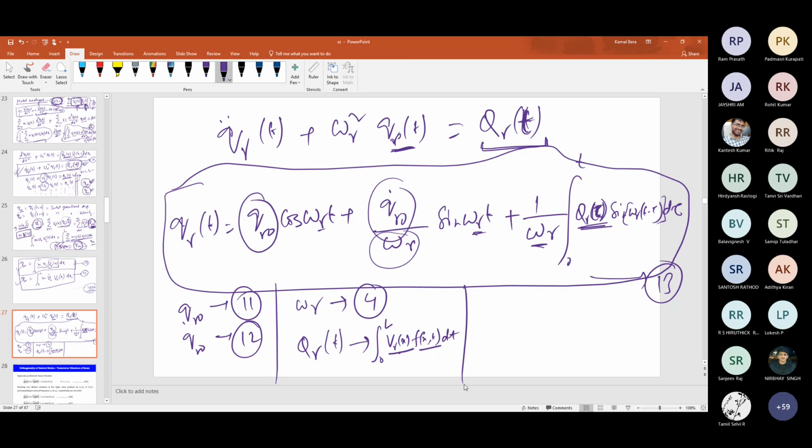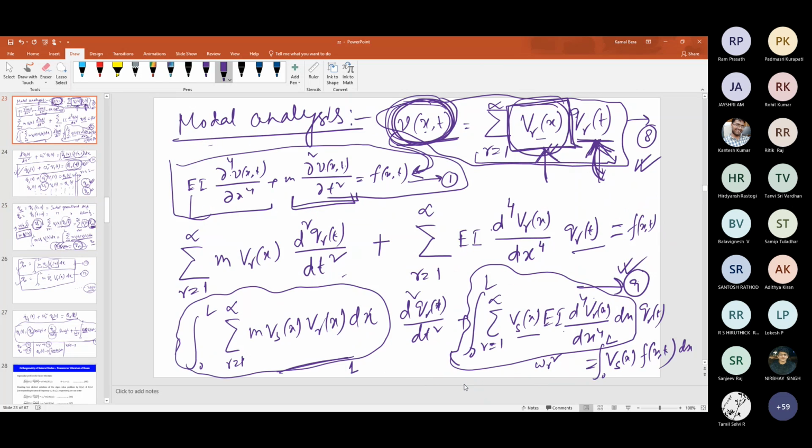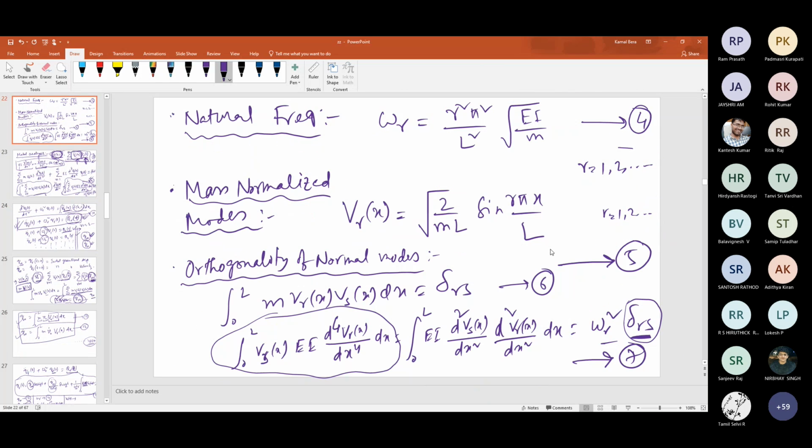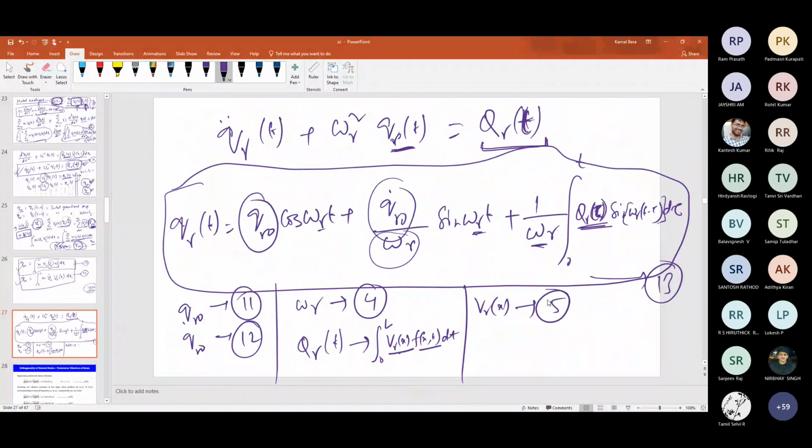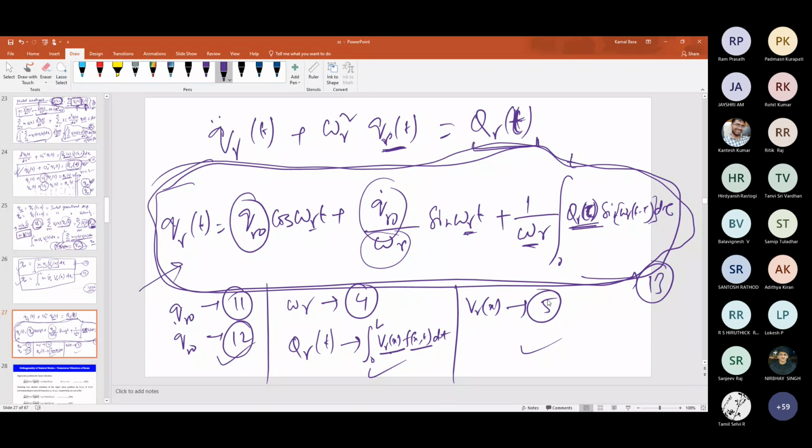Obviously V_r(x). And what is V_r(x)? From which equation? Equation number 5. Agree? Initial conditions done. Anything else required? Nothing. In this equation, everything is known to you. This is nothing but the expression you have learned. If there is zero initial displacement and velocity, this term vanishes, and then only this one remains.